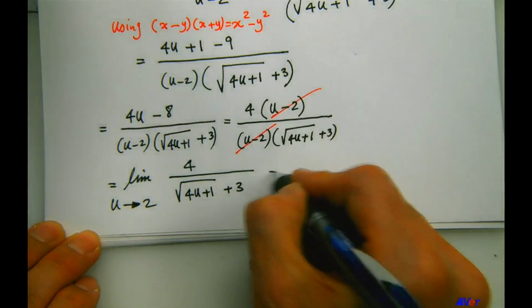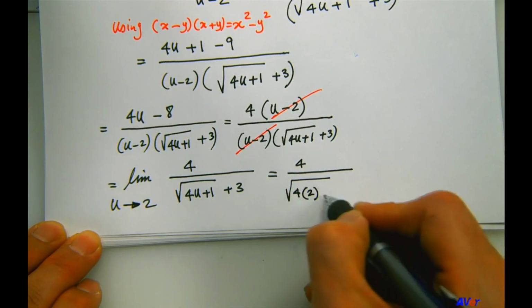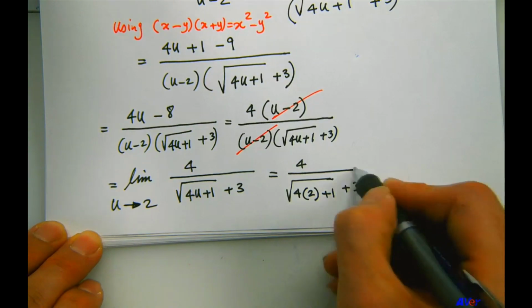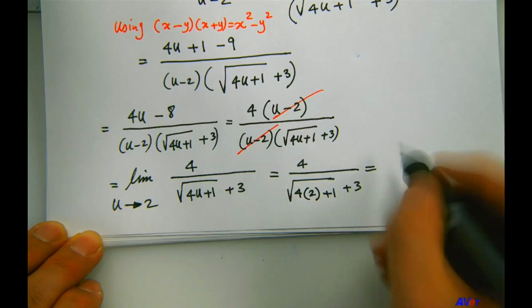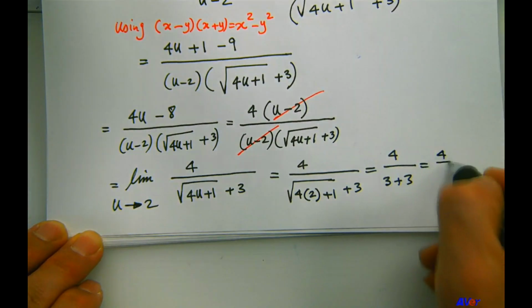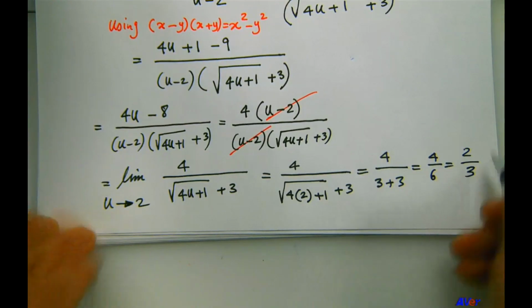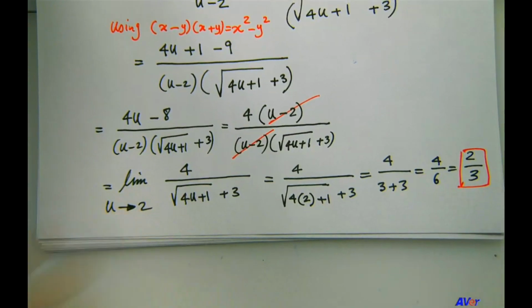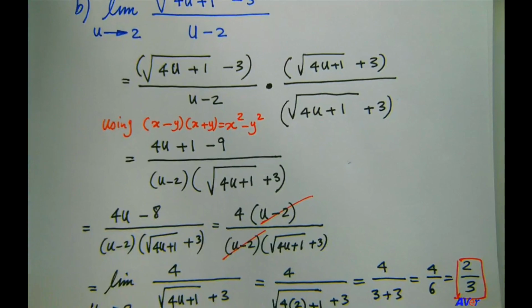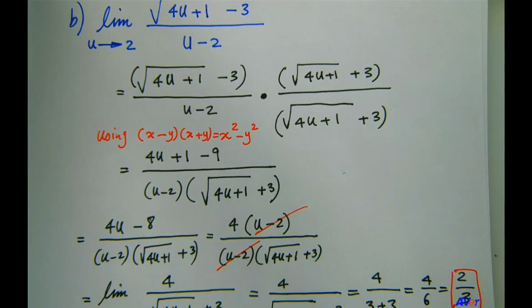Okay, so this will be equal to 4 divided by square root of 4 times 2 plus 1 plus 3, of course. So that would be 4 divided by 3 plus 3, 4 divided by 6, and of course that is 2 divided by 3. So with simplifying that rational expression, we were able to find the limit. That's as best as I can get it with everything on the screen.